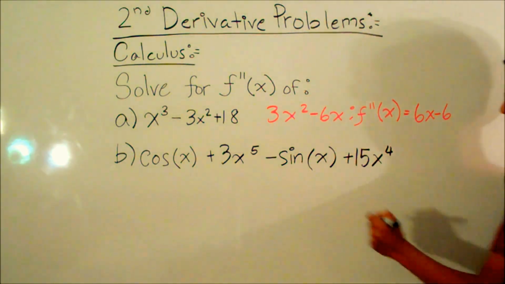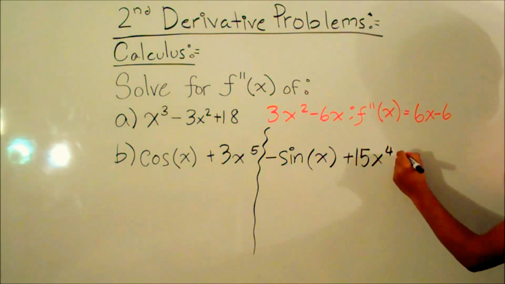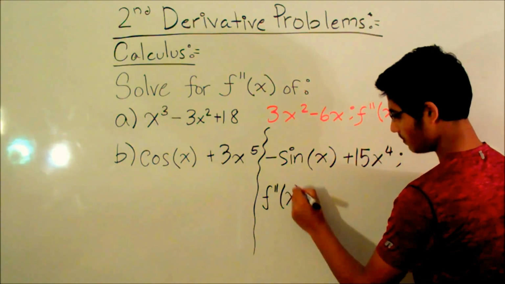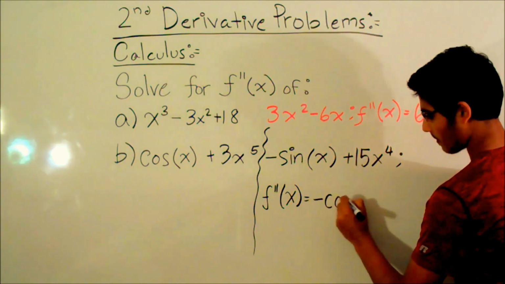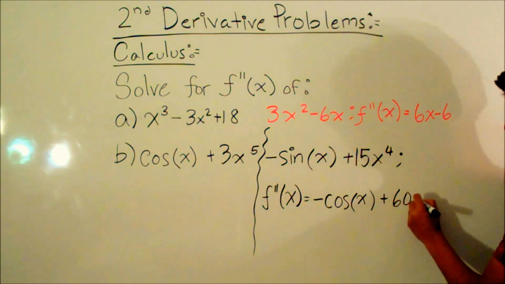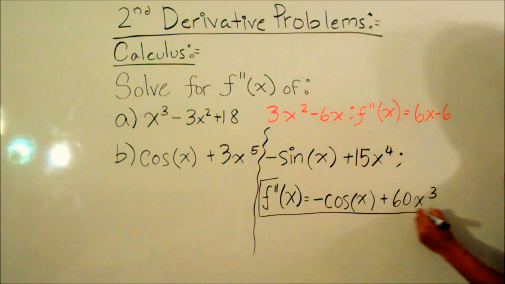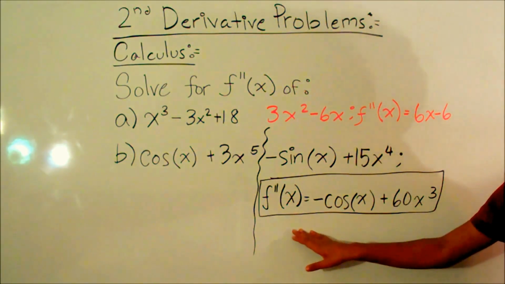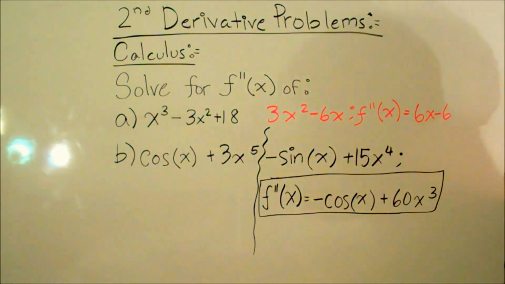That means that the second derivative would have to be f double prime of x is equal to negative cosine of x plus 60x cubed. So, once again, the second derivative of problem B is f double prime of x is equal to negative cosine of x plus 60x cubed.